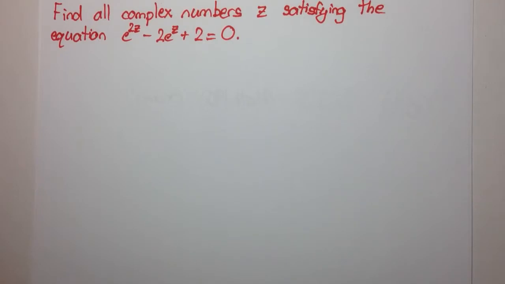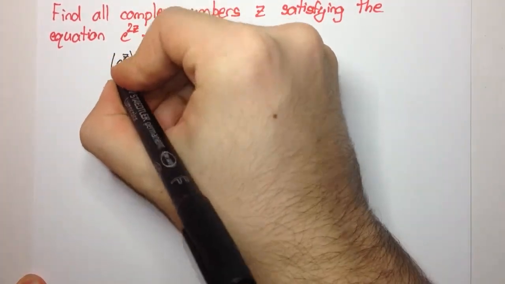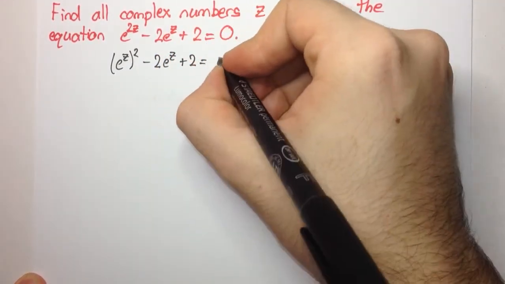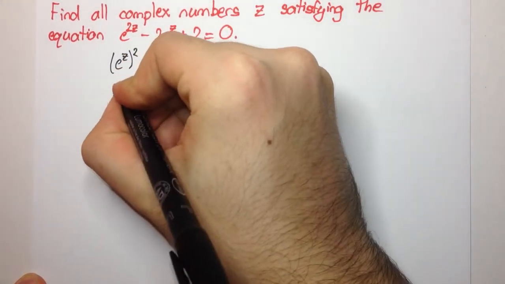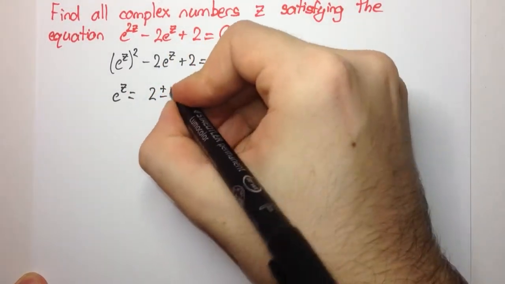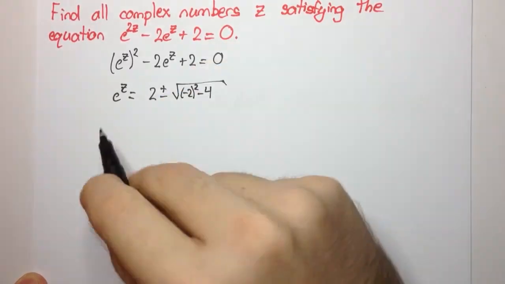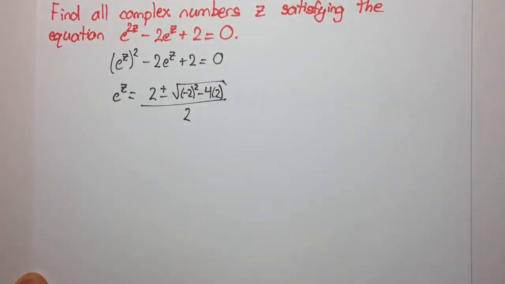Okay, so you should notice that this is a quadratic equation in terms of e to the power z. So we can write this as (e to the z) squared minus 2 times e to the z plus 2 is equal to 0. And now we can apply the quadratic formula to solve for e to the z. So we have e to the z is equal to minus b, which is going to be 2, plus or minus the square root of (minus 2) squared minus 4 times 1 times 2, all over 2.